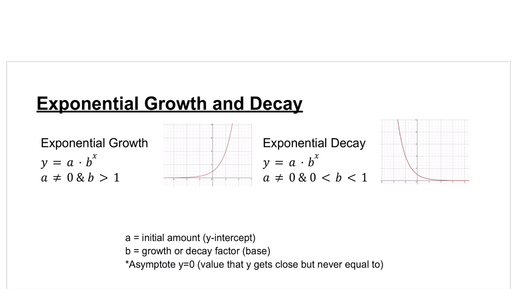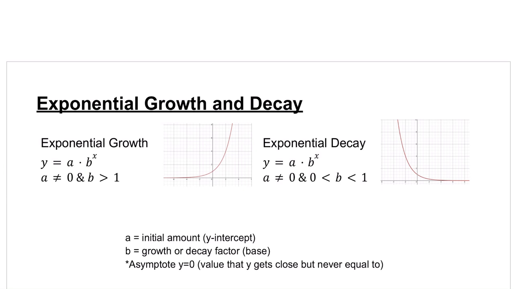In this video, we're going to look at exponential growth and decay. These are the two types of classifications for an exponential function. For exponential growth, the a value can never be equal to 0 and b always has to be greater than 1. For exponential decay, a also cannot be equal to 0, but the value for b is between 0 and 1. Usually for decay, you'll see the b value as a fraction.